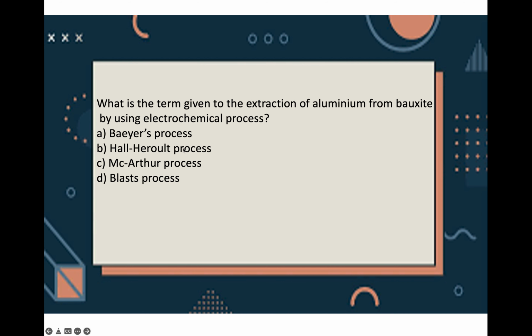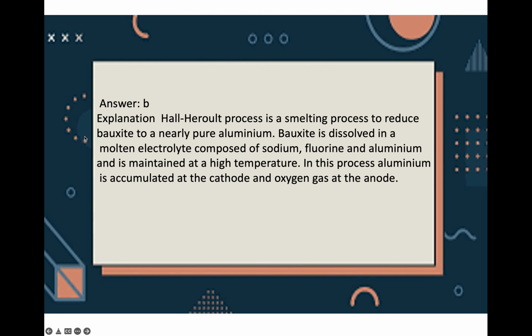Okay. Now next question, what is the term given to the extraction of aluminum from bauxite by an electrochemical process? Is it Bayer's process, Hall-Heroult process, MacArthur process or blast process? Option B, the Hall-Heroult process. Here we already learned that it's a melting process to reduce bauxite to pure aluminum. Bauxite is first dissolved in a molten electrolyte composed of sodium, fluorine and aluminum, and it's maintained at high temperature. Here aluminum is accumulated at the cathode and oxygen at the anode.